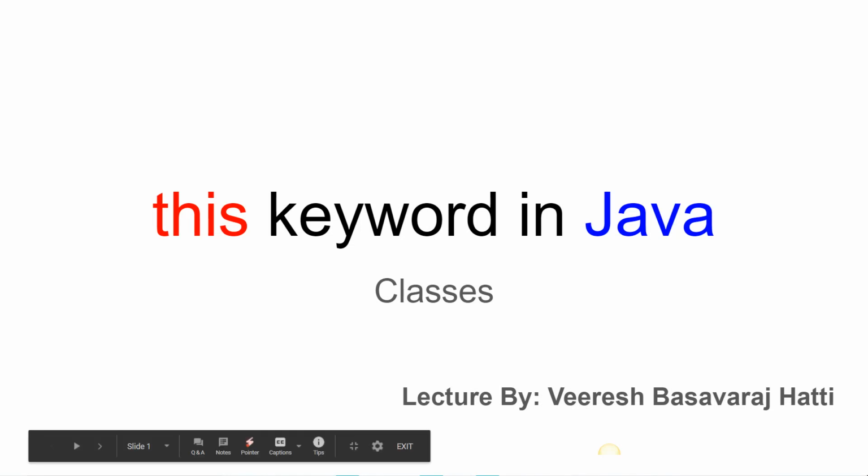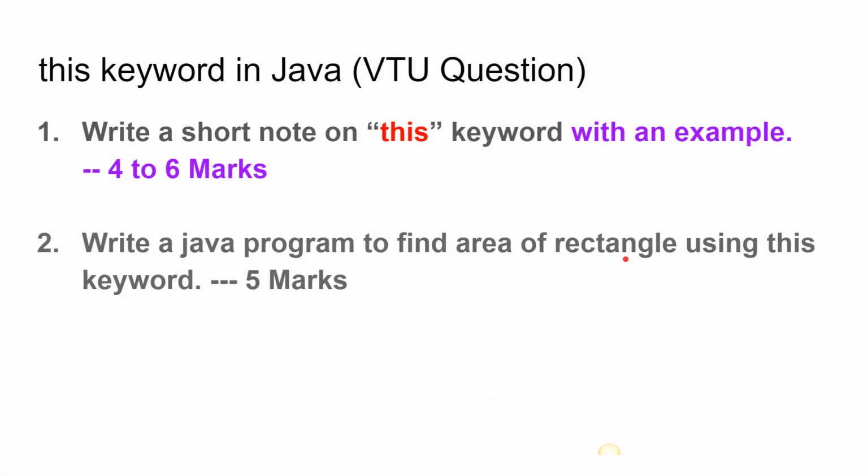Hello everyone. In this session, we'll discuss the this keyword in Java. So here we have some important exam questions. Write a short note on this keyword with an example. This is for 4 to 6 marks. Write a Java program to find area of rectangle using this keyword, 5 marks.